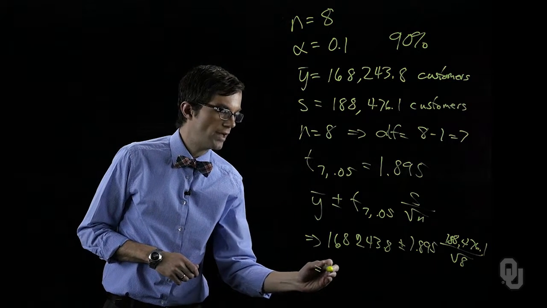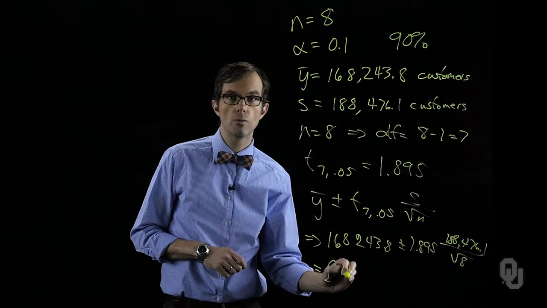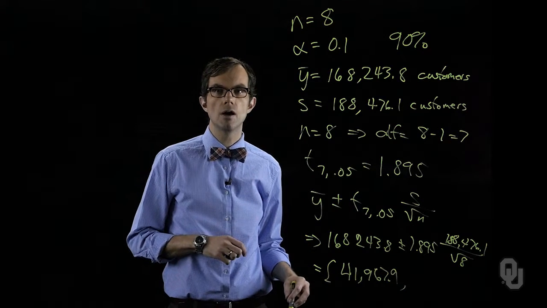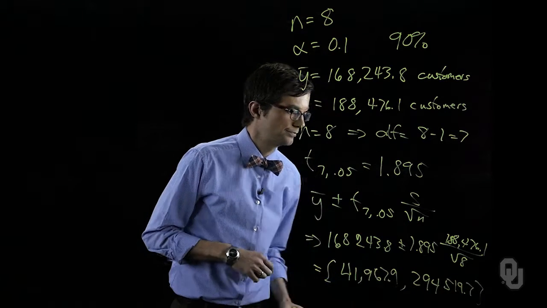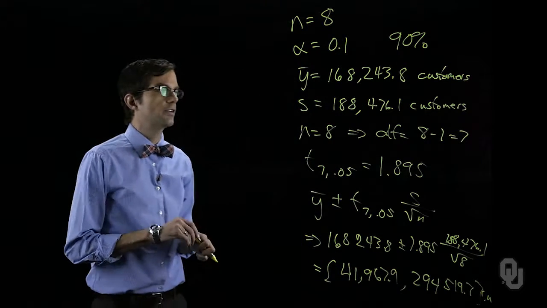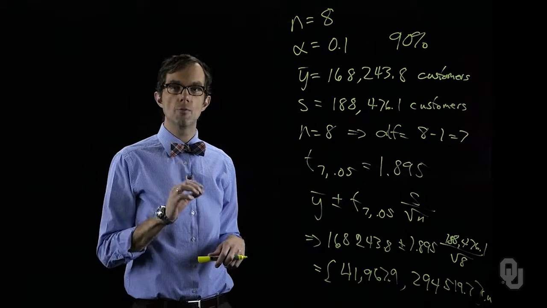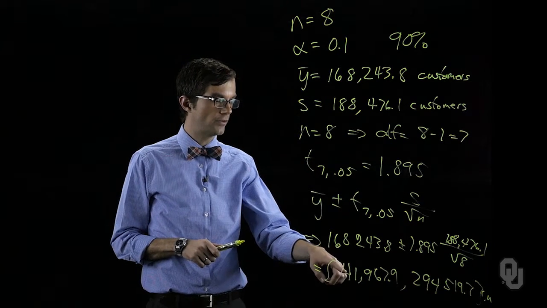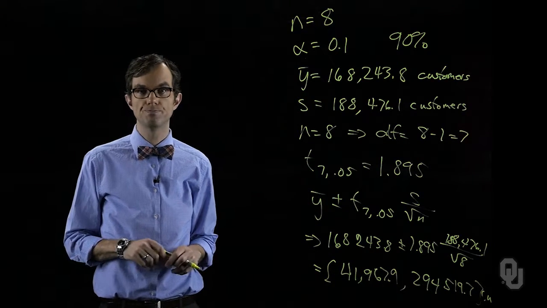If we do that, we get a lower bound value of 41,967.9 and an upper bound value of 294,519.7. And that's in customers. So based on our sample of size 8, we are 90% confident that the true population number of customers that are affected by outages in the Gulf Coast region would be between 41,967 and 294,519 customers.